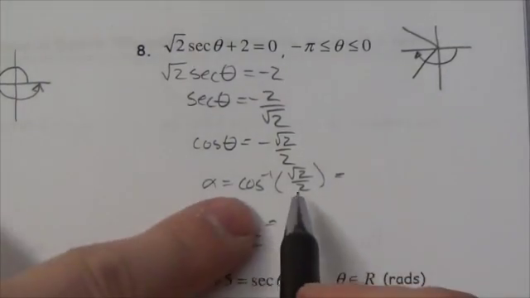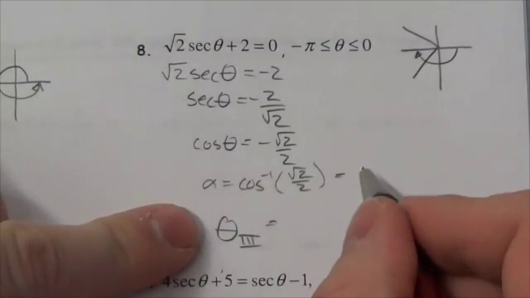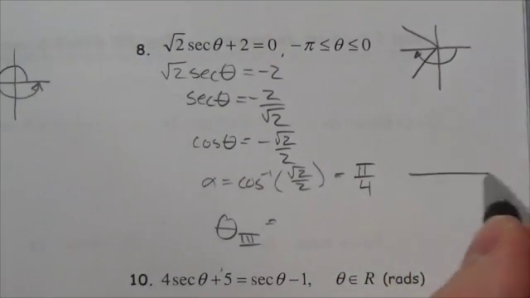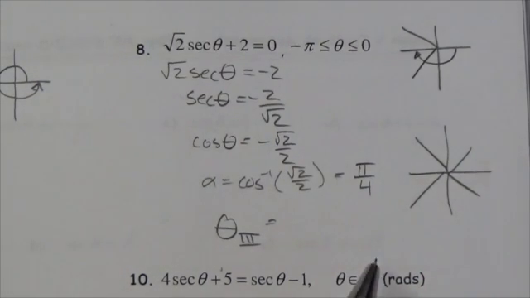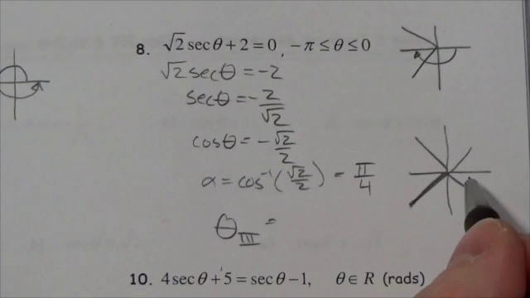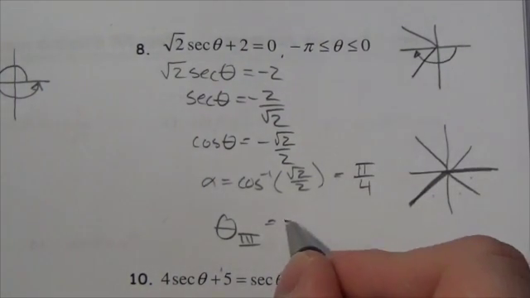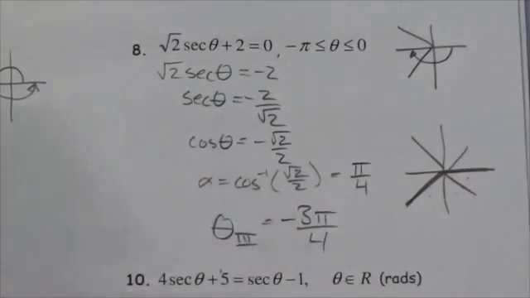But I know that I can associate root 2 over 2 and cosine together, and that's going to happen at pi over 4. That reference angle tells me that I'm dividing the top and bottom halves of the circle into quarters. If I'm in the third quadrant, that's my coterminal angle, and I can just count it out. 1, 2, 3. So this is going to be negative 3 pi over 4. That's the answer you're looking for.